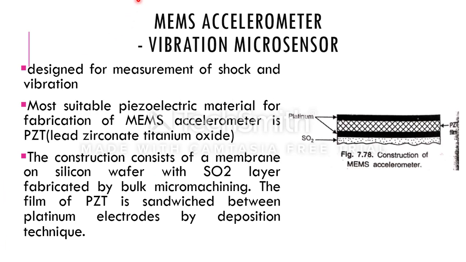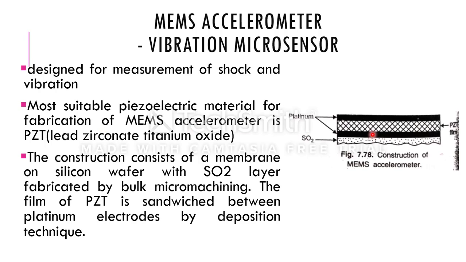So we have two types in this, and we will be concentrating only on these two types. We are not going into detail with MEMS technology, it is just a surface level. The first type is the MEMS accelerometer, that is a vibration microsensor. It measures vibration in terms of frequency and amplitude. It is designed for measurement of shock and vibration.